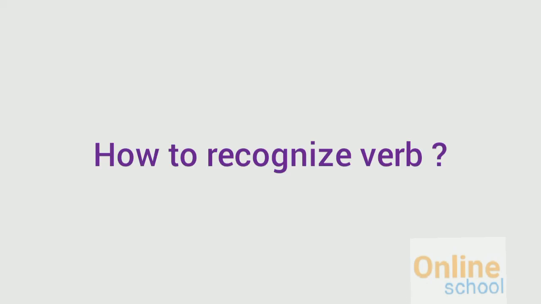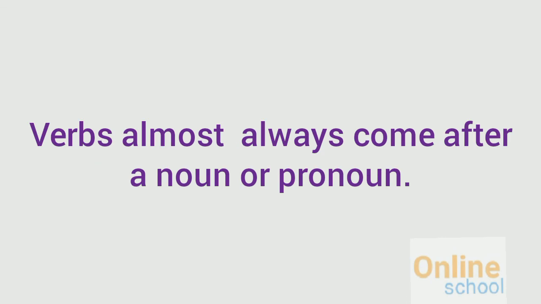At last, let us discuss how to recognize a verb. As you can see from the examples, one clue to help you recognize a verb is its location compared to the subject. Verbs almost always come after a noun or pronoun. These nouns and pronouns are referred to as the subject.